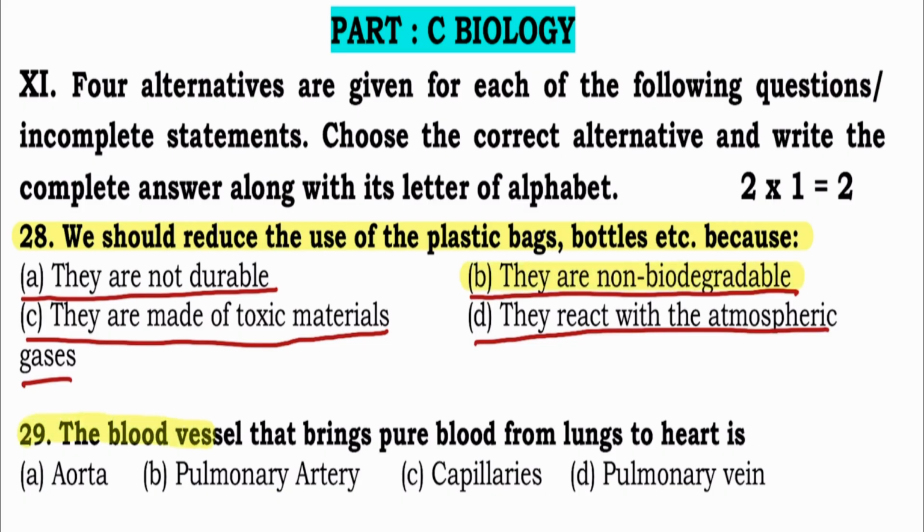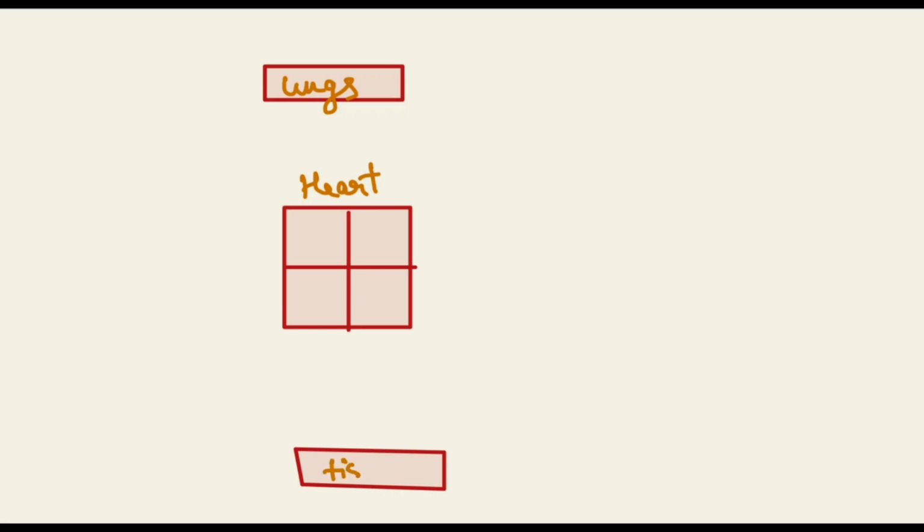29th. Name the blood vessel that brings pure blood from lungs to heart: option A, aorta; option B, pulmonary artery; option C, capillaries; and option D, pulmonary vein. So before saying the answer for this question, let's move to this diagram. Assume that this is lungs and this is heart and this is tissues or cells or organs. You can take anything as you like.